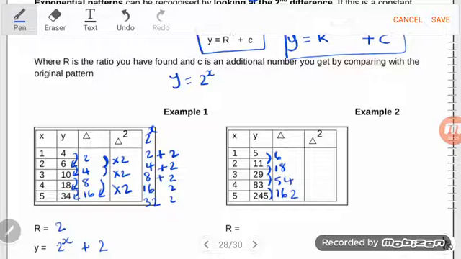Okay. Right. We've got 6 to 18. We could try multiplying it by 3. 3 times 18 is 54, yes. We found our pattern. 54 to 162 is equal to times 3.